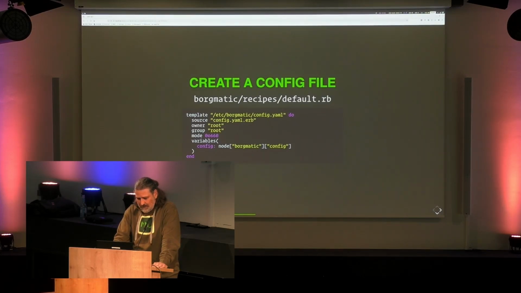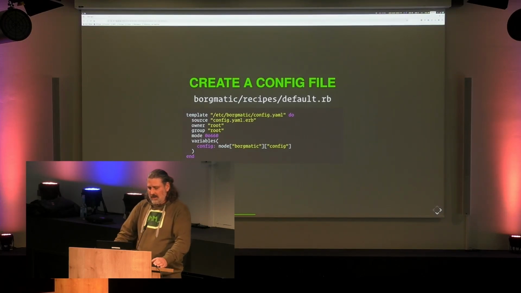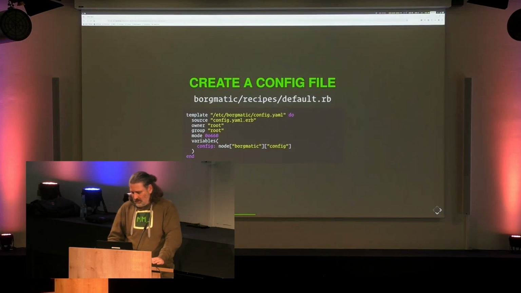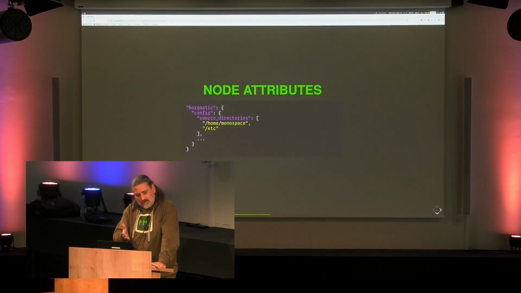And there's something more here, because for the config variable, I pass in a value that comes from node, and then apparently it's a nested hash with the key Borgmatic on top, and then under that the key config. And that is a node attribute. Node attributes allow you to pass in as many parameters as you want. And for example, for our purpose here, we need a few configuration settings, mainly the source directories that you want to have backed up here.